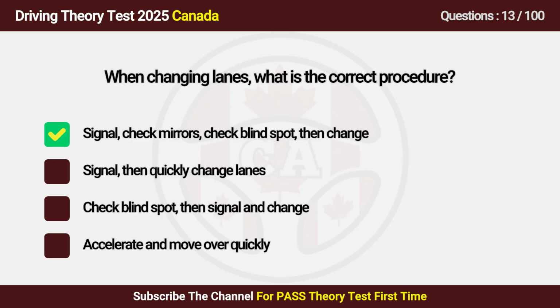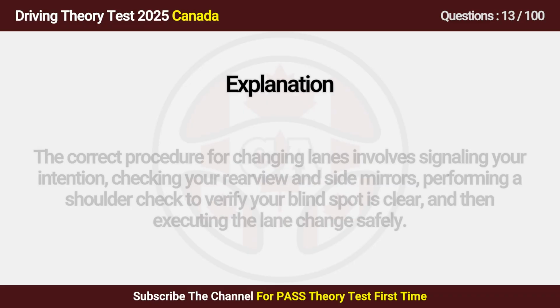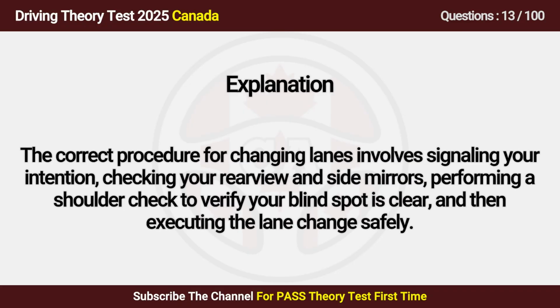Answer is A. Signal, check mirrors, check blind spot, then change. The correct procedure for changing lanes involves signaling your intention, checking your rearview and side mirrors, performing a shoulder check to verify your blind spot is clear, and then executing the lane change safely.